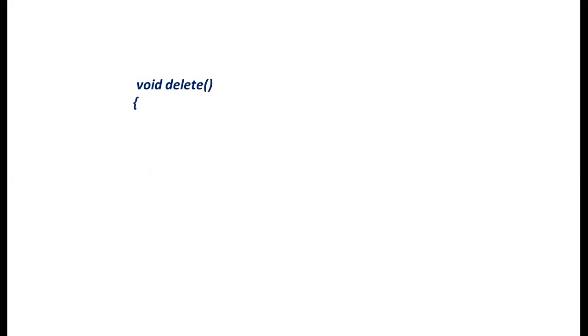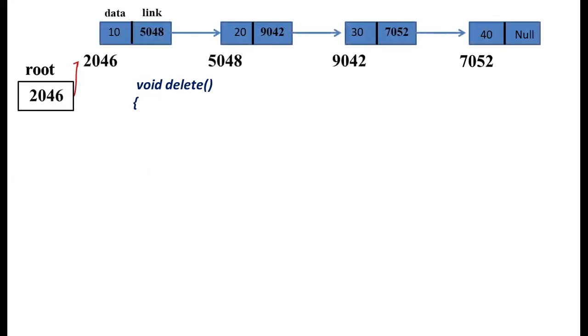Again, let us consider the same example, the list consisting of 4 nodes like this. Say the root variable is pointing to the first node, and the nodes are already connected like this. Next, we have to see how to delete. Suppose we would like to delete the first node. We are trying to delete the first node.